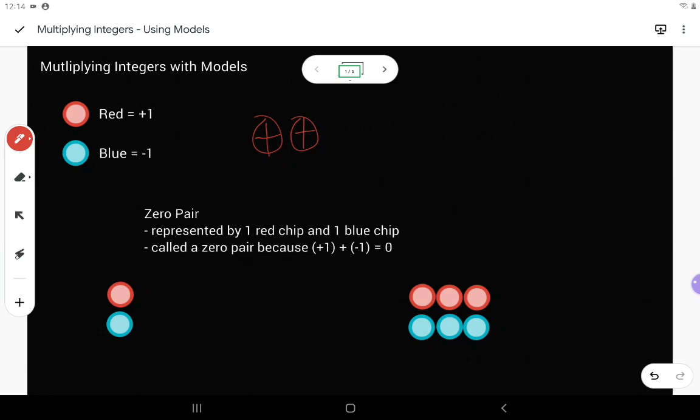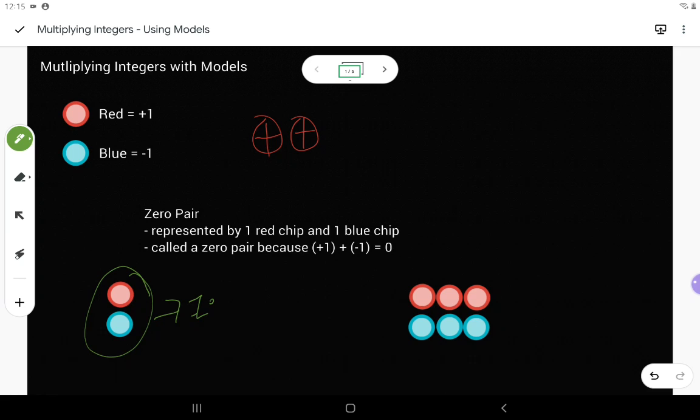In grade 7 you would have talked about this concept of a zero pair. A zero pair really is just, in our model, represented by one red chip and one blue chip. Together they create a zero pair because I have a positive as well as a -1, and +1 plus -1 is 0. You could think of finding a loonie on the ground, and then you later lose that loonie out of your pocket, and all together you have $0. If you pick up $1 but then you lose or spend $1, you're back to 0. This is what we call a zero pair.